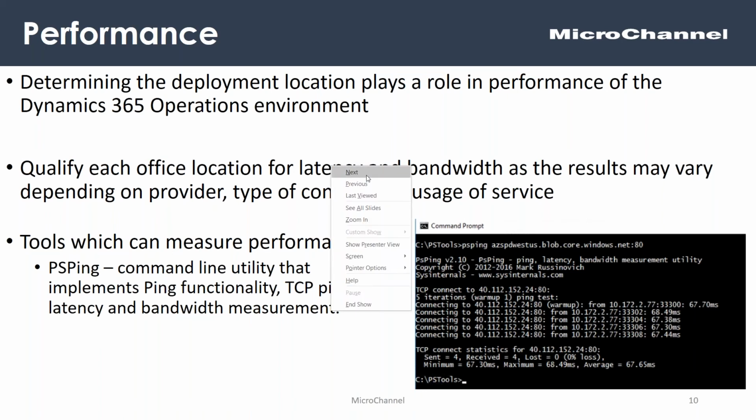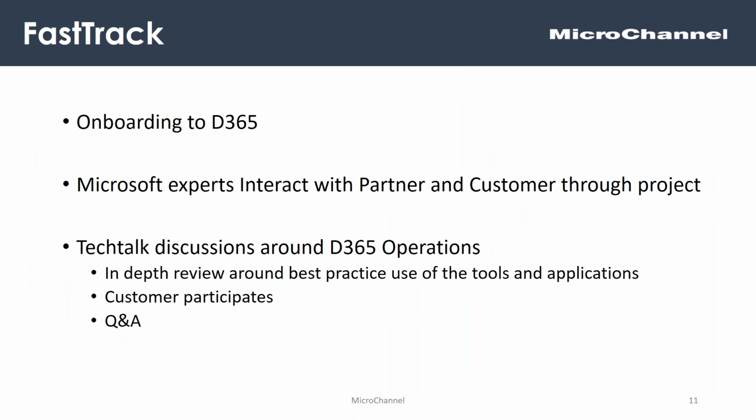And in terms of looking at other options around the environment, you have Fast Track, which Microsoft has introduced as part of Dynamics 365 for Operations. This process is where Microsoft is working closely in the project, along with us, to deploy from onboarding all the way through go live a couple weeks after. There are Microsoft experts that interact with both the partner and customer throughout the process, and they provide tech talks and many other discussions around Dynamics 365 and in-depth reviews around best practice for tools and applications, and also Q&A.